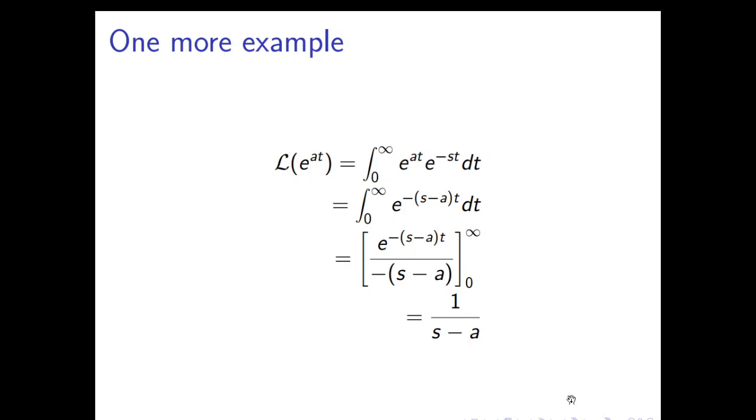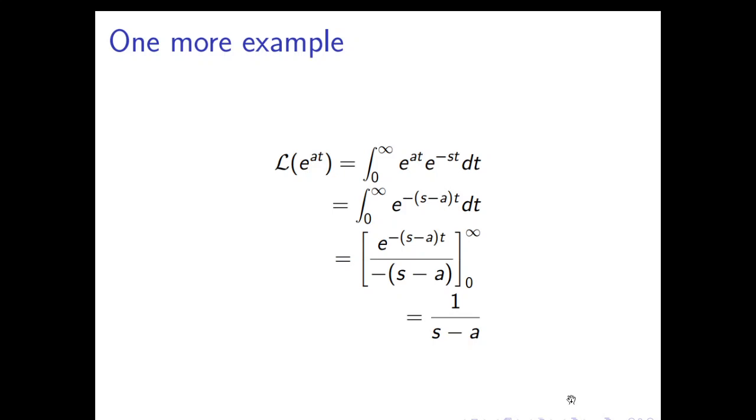Then another general example is the Laplace transform of e raised to at, the exponential function. So just using the definition, it is the integral 0 to infinity e raised to at into e raised to minus st dt. So it is 0 to infinity e raised to minus of s minus a into t dt. Then its integral is e raised to minus of s minus a into t divided by minus of s minus a, in between 0 and infinity. Applying the upper limit and lower limit, we have the value equal to 1 by s minus a.